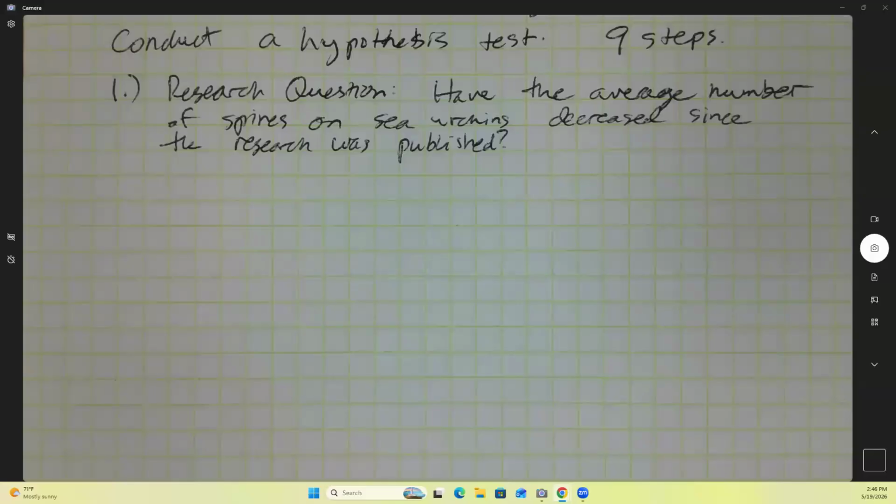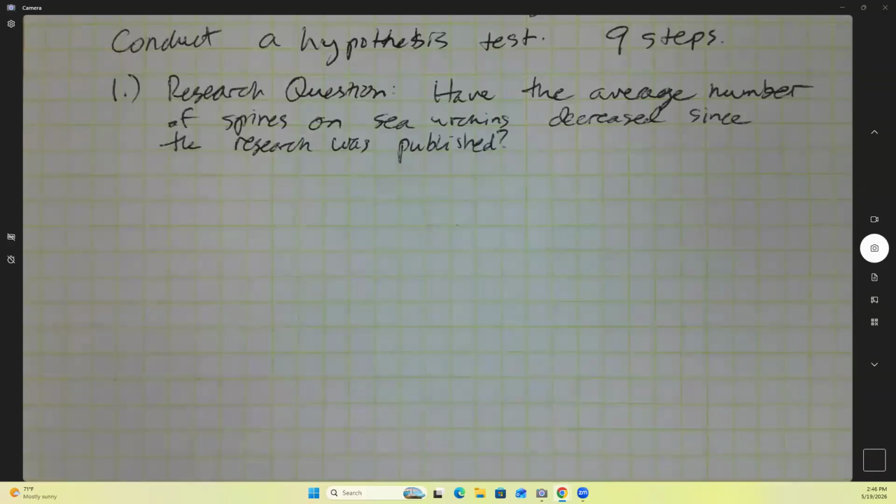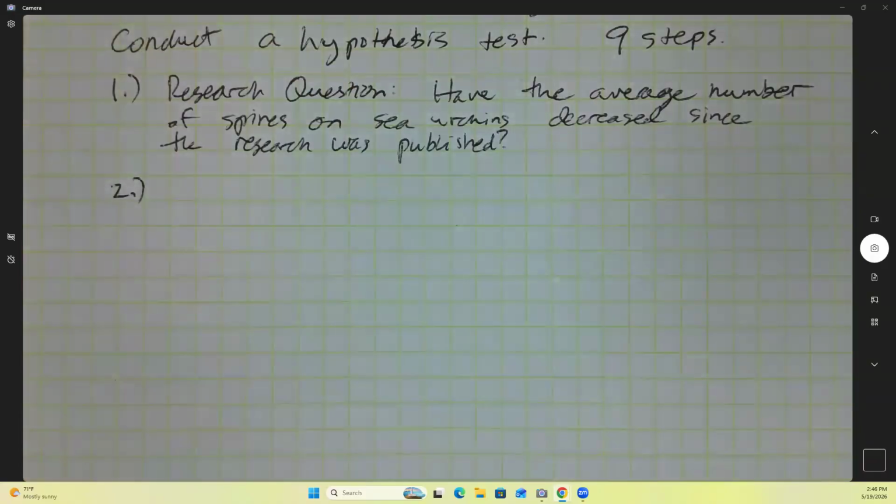So anyway, that was an aside. This being a yes/no research question focused on a number is a great way to pose a research question for a hypothesis test. What's our next step?